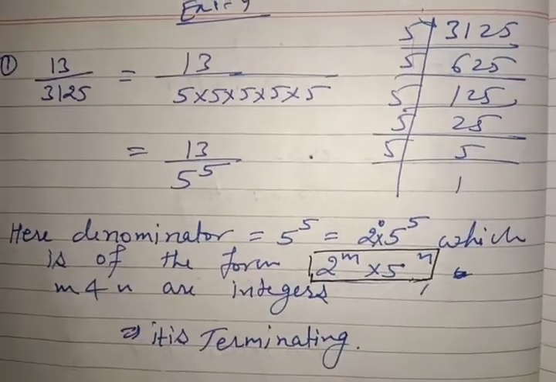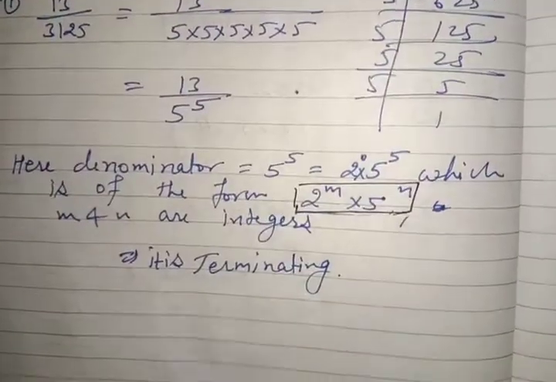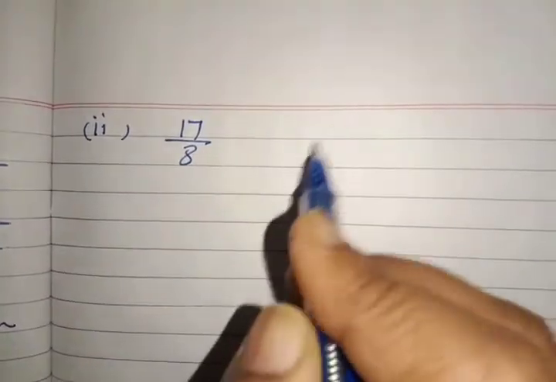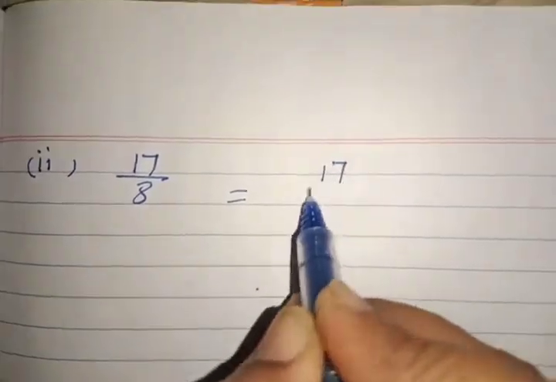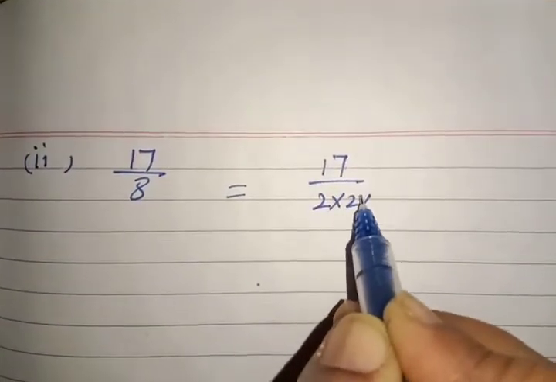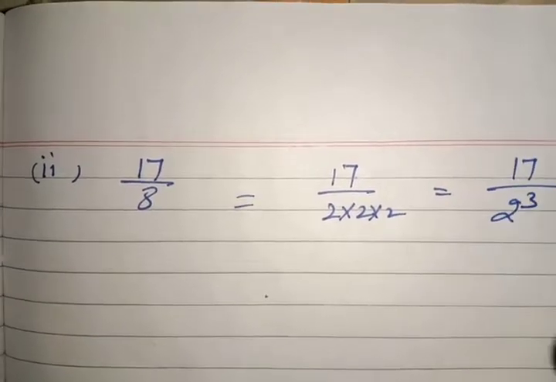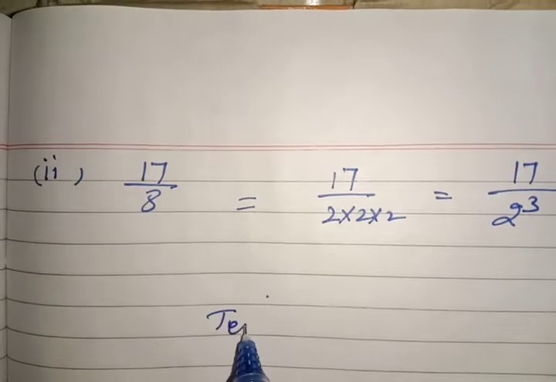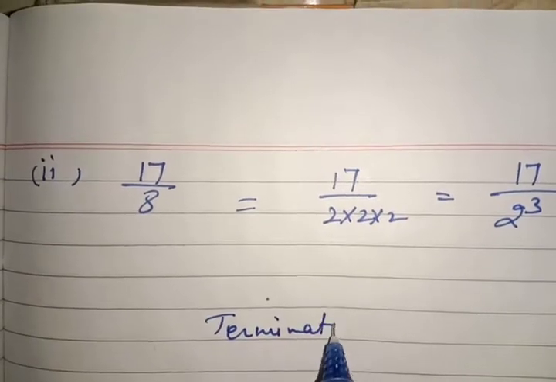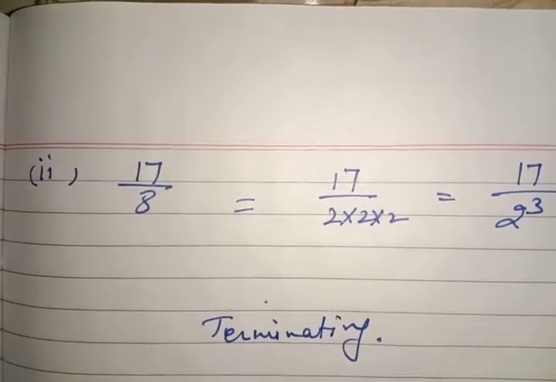Okay, now the next, second part is 17/8. Its factor is 2 2 2, so we can write the same. I am not writing the reason again and again. You can note down from the first part that it is terminating.